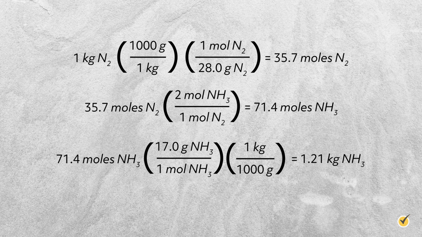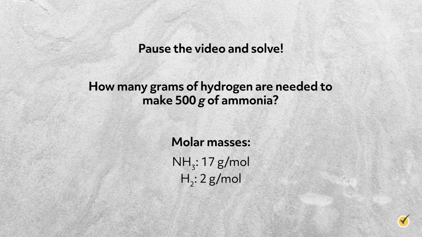Now, pause the video and take a minute to calculate how many grams of hydrogen would be needed to make 500 grams of ammonia, assuming that nitrogen is in excess. The molar masses of ammonia and hydrogen are 17 grams per mole and 2 grams per mole, respectively.